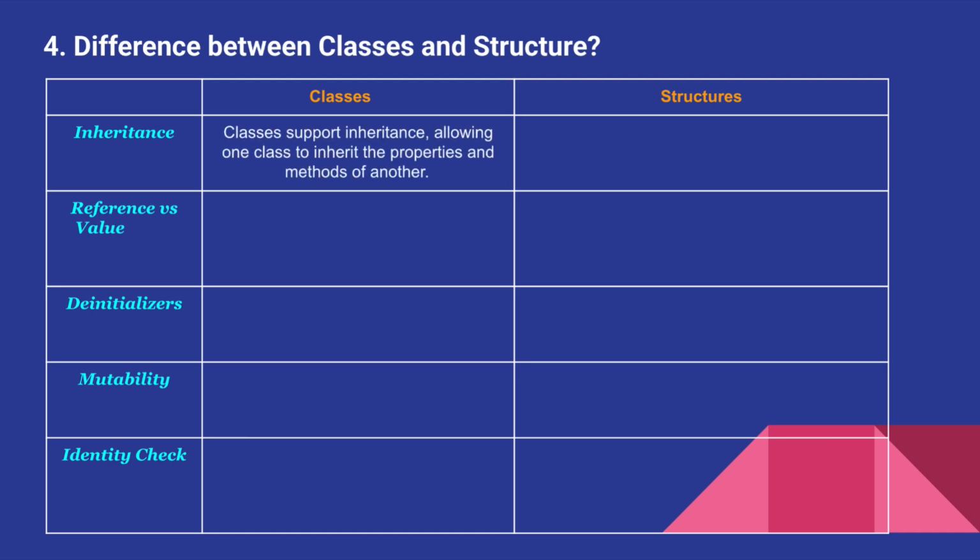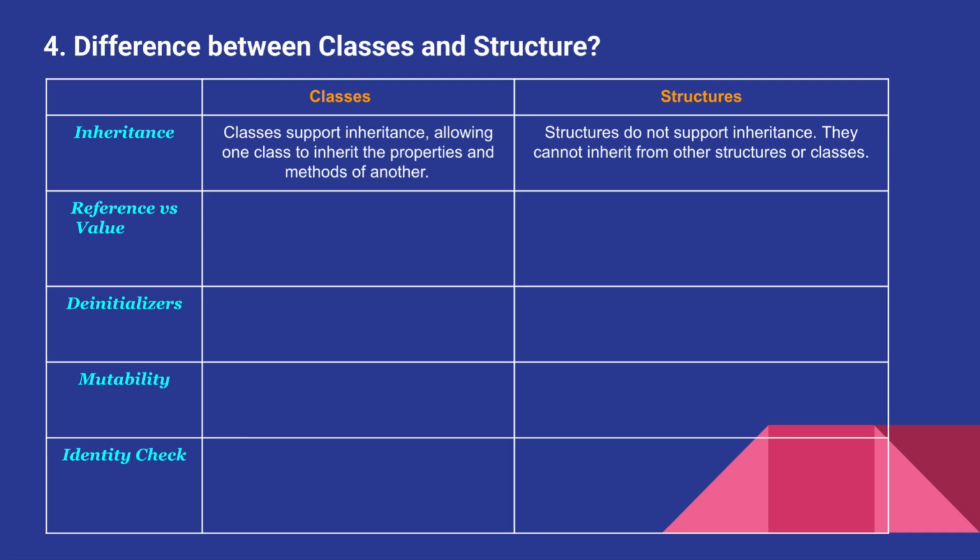First, inheritance. Classes fully support object-oriented inheritance, allowing a subclass to seamlessly adopt and override properties and methods from a parent class. Structures, however, do not support inheritance at all. They cannot inherit from other structures or classes, making them highly focused, flat data models.